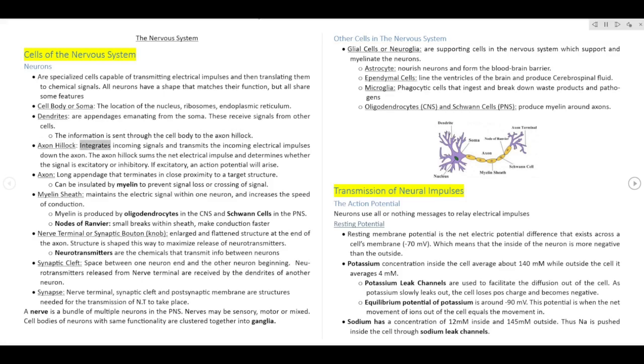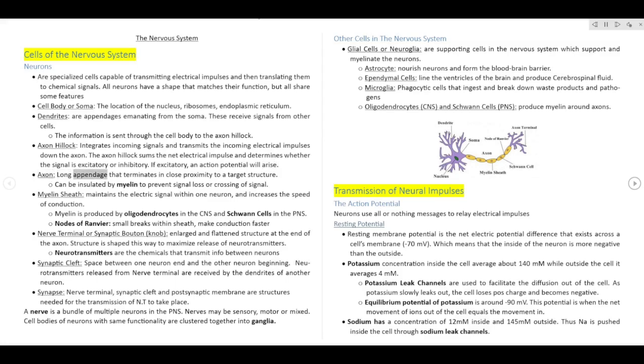Axon hillock integrates incoming signals and transmits the incoming electrical impulses down the axon. The axon hillock sums the net electrical impulse and determines whether the signal is excitatory or inhibitory. If excitatory, an action potential will arise.